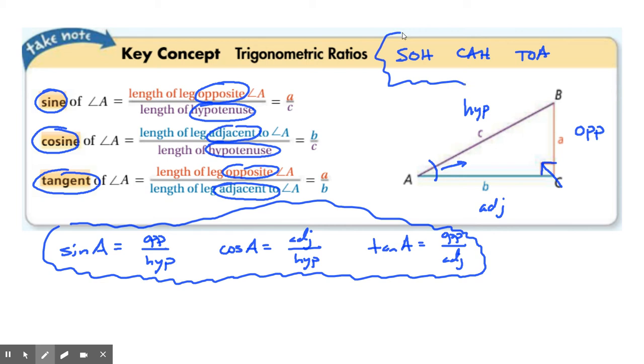Some kids think this is very helpful, but the letters in SOH CAH TOA are the same letters in sine, opposite, hypotenuse, cosine, adjacent, hypotenuse, tangent, opposite, adjacent. So again, maybe this is helpful for you, okay?